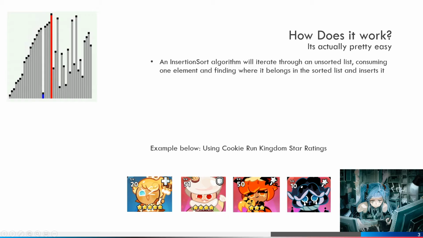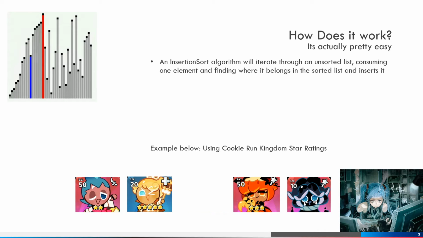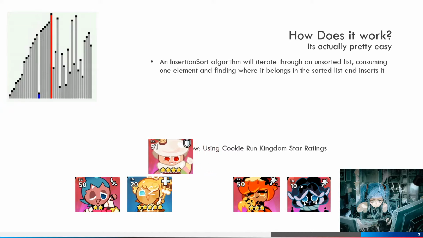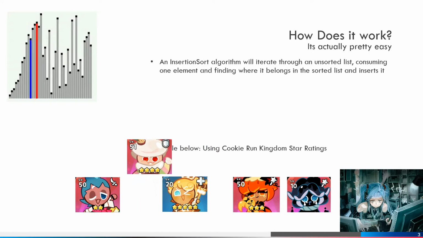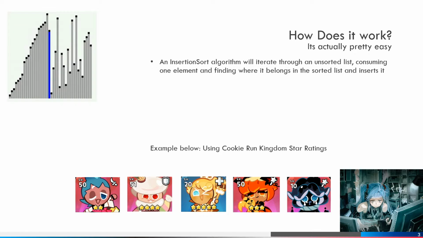So first, you can see we start with the Sorbet Shark cookie. It doesn't move because it's the first one. But then we go to the next one, the Young King. He also doesn't move because he's larger than Sorbet Shark. And now we get interesting when we go to Moon Rabbit Cookie. It's got to move back because it has fewer stars than the King cookie. So it gets put down there.